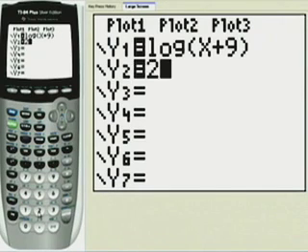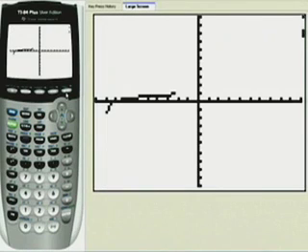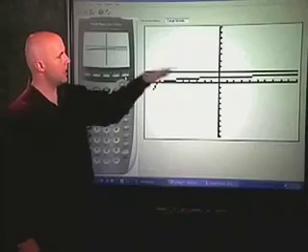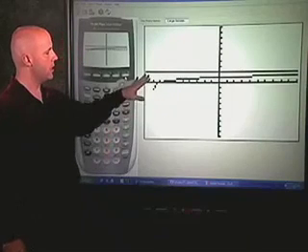and in y2 we enter the constant 2 as the right side of our equation. I'm going to graph that using our standard viewing window. It's minus 10 to 10 in both x and y. And we're looking for the intersection point.